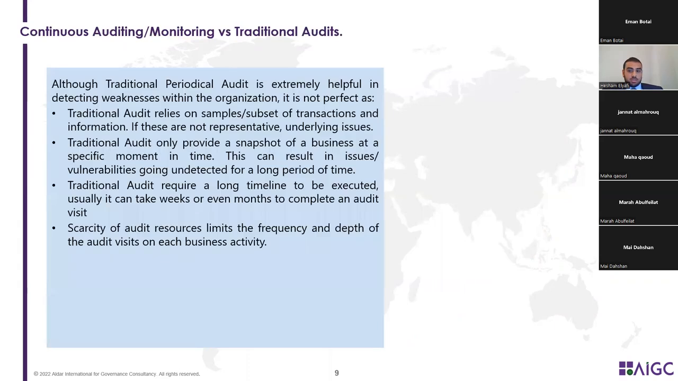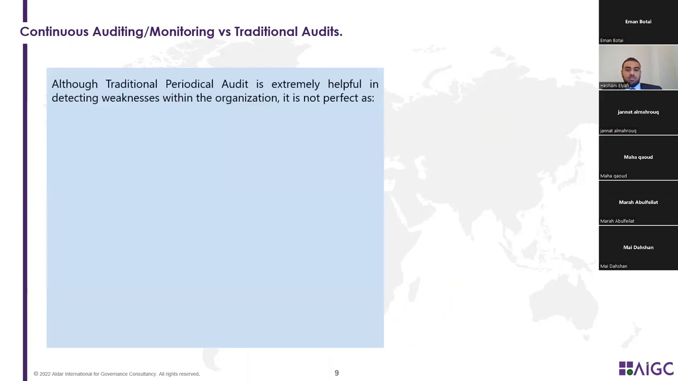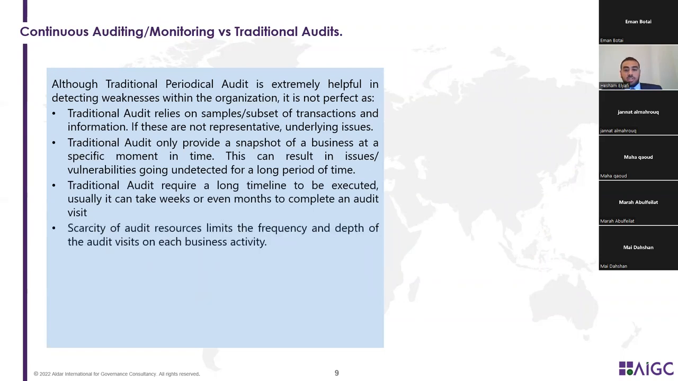These challenges, although some organizations try to protect themselves by implementing anti-fraud prevention and detection measures, including audits as part of their solution, process revisiting, and other kinds of risk assessment. But the problem with all of these is, first of all, they usually rely on samples, a subset of transaction information that is not representative of the underlying issues. They only provide a snapshot at a specific moment in time, which results in a lot of vulnerabilities going undetected for a long period of time.